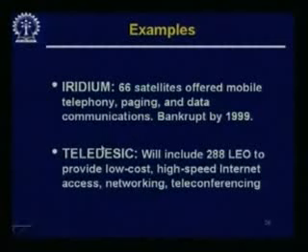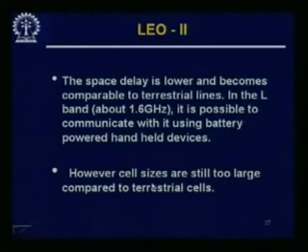And because of this reason, another ambitious project called Teledesic in the LEO, which includes 288 LEO satellites to provide low cost high speed internet access, networking and teleconferencing across the globe, is also going slow, or it may not come up at all. Now, here as I mentioned, the space delay is lower and becomes comparable to terrestrial lines in the L band. It is possible to communicate with it using battery powered handheld devices. However, cell sizes are still too large compared to terrestrial cells.